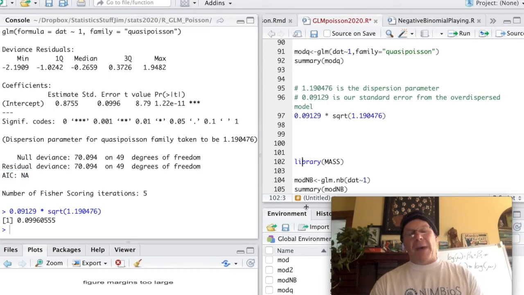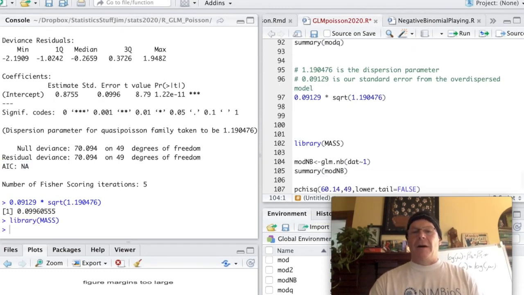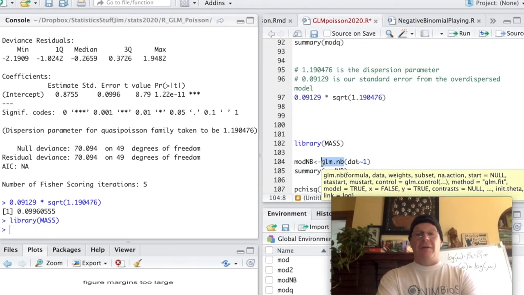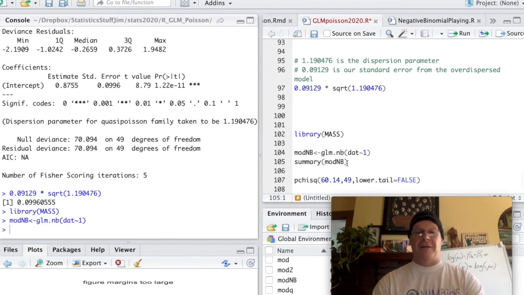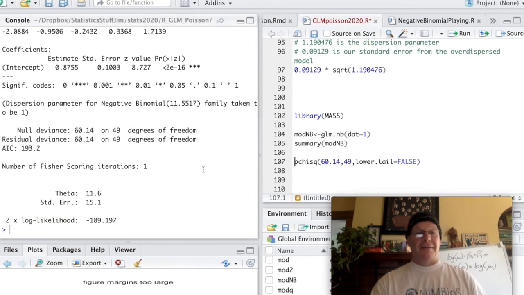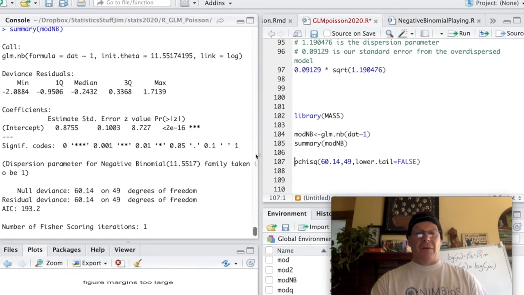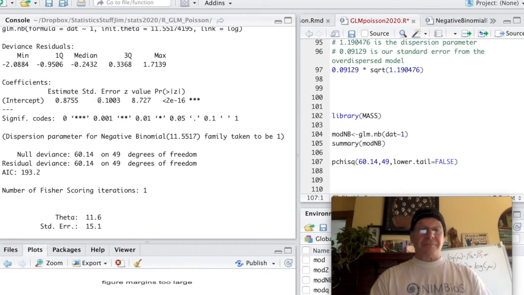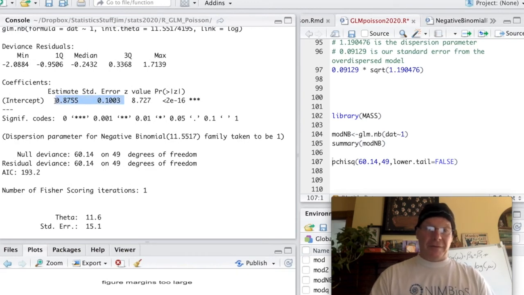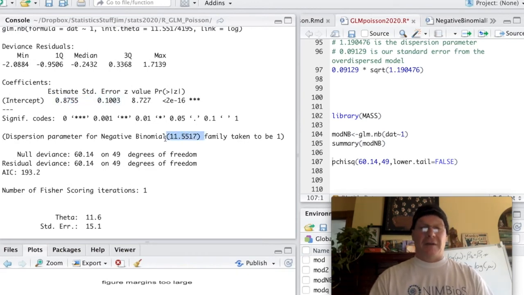Within the package MASS, there is a function called glm.nb, which stands for Generalized Linear Model with a negative binomial error structure. I'm going to take our exact same data as before, run it in there, and then look at the summary. And so here we have our estimates. We have a dispersion parameter.